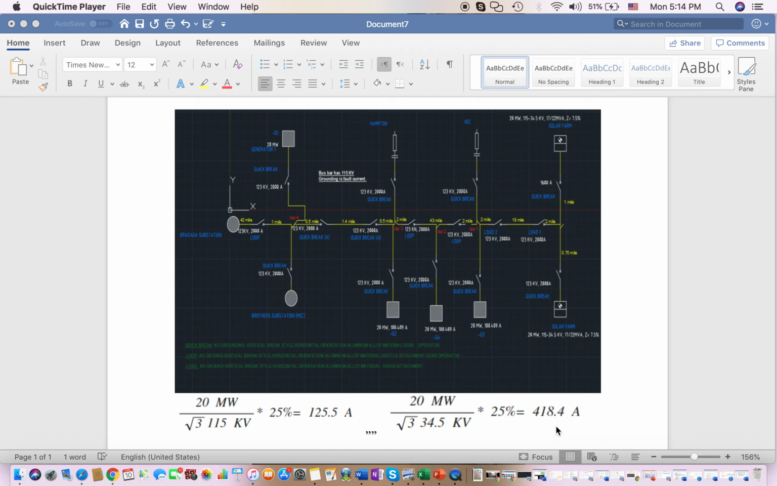The selection of the switches involved three types. We have 11 quick breaks, 3 loops, and 2 loads. And all those three operate on distances of 5, 20, and more than 20 miles respectively.